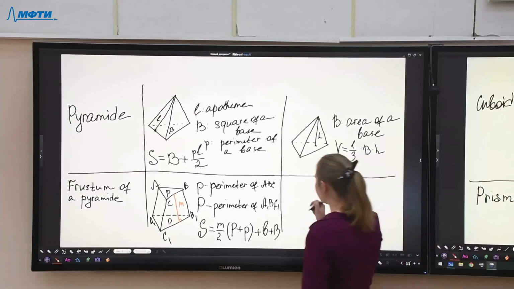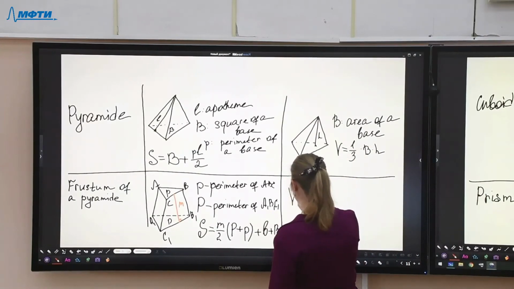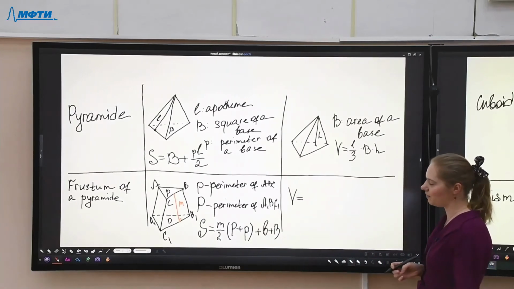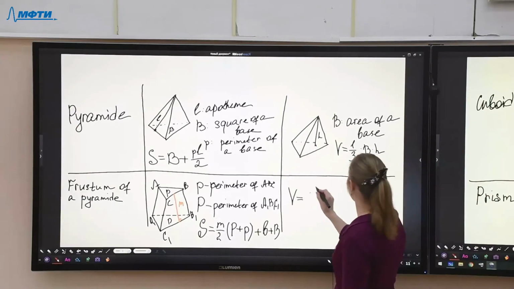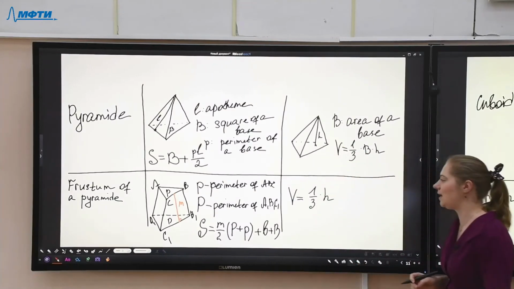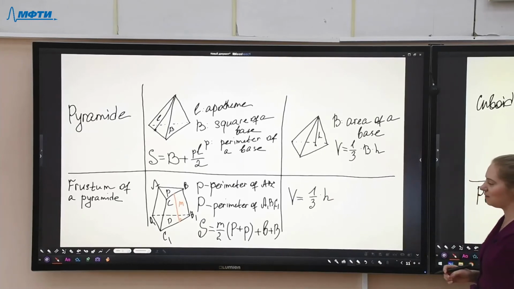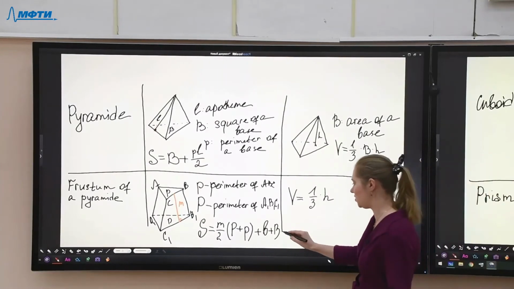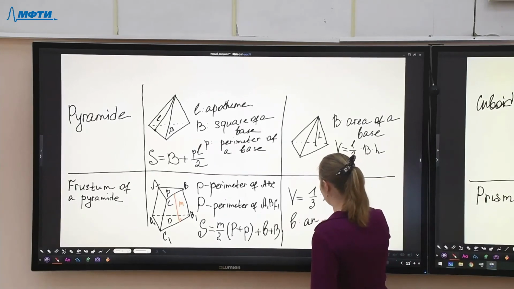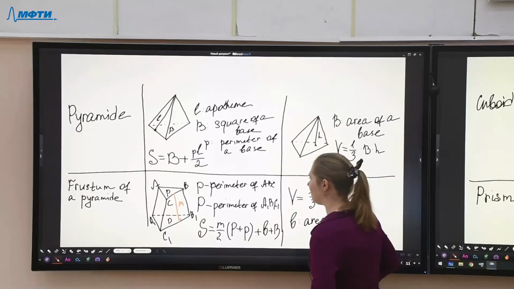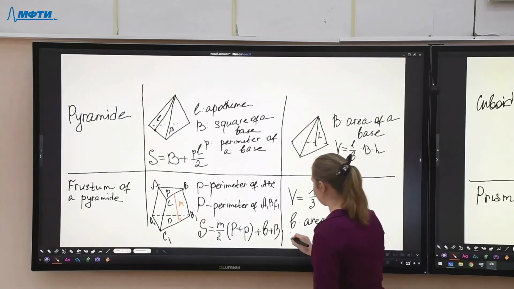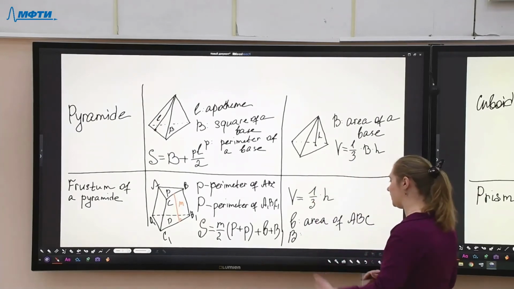And a volume is the following thing. We need to find an altitude of this frustum of a pyramid. So it will be 1/3 times h. Then we need to calculate areas of each base. Let's use the same notation, B small and capital B. So B, it is area of small base, ABC in our case, and B, this is an area of a bigger base.